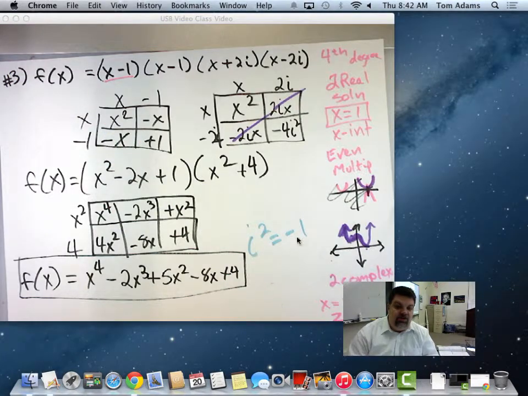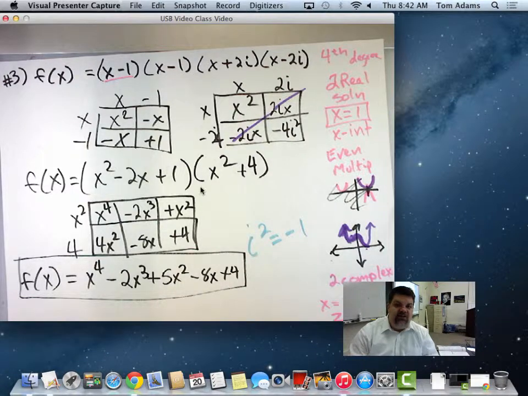We said, I don't know what it'll look like, but it'll probably look something like this. I knew it would come in from the top and go out the top because it's a 4th degree or even degree polynomial. I knew that the real solution was a multiplicity of 2, which means it's going to touch at 1. I knew that it had 2 complex zeros, and so those 2 complex zeros were not x-intercepts, and everything else is just based on the graph, okay? Any questions on any of those things?